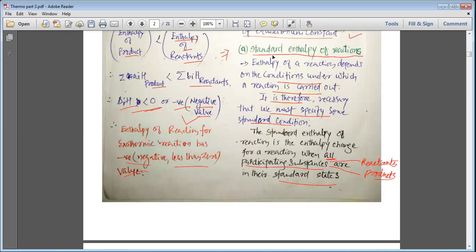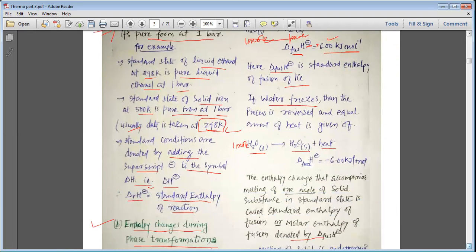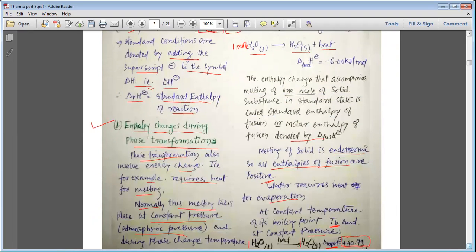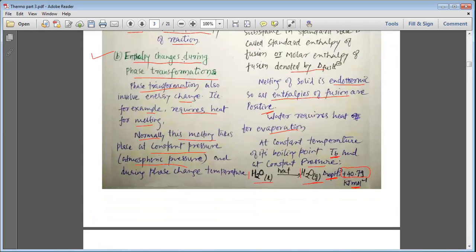Then, my dear students, we studied the standard enthalpy of reactions. For the standard enthalpy of reaction, the first condition is that all the reactants and products must be in the standard state. Standard state is the state of a substance at 1 bar pressure at a specified temperature. We have studied various examples of how we determine the standard state of iron and the standard state of methanol. We have studied the enthalpy changes during phase transformation.